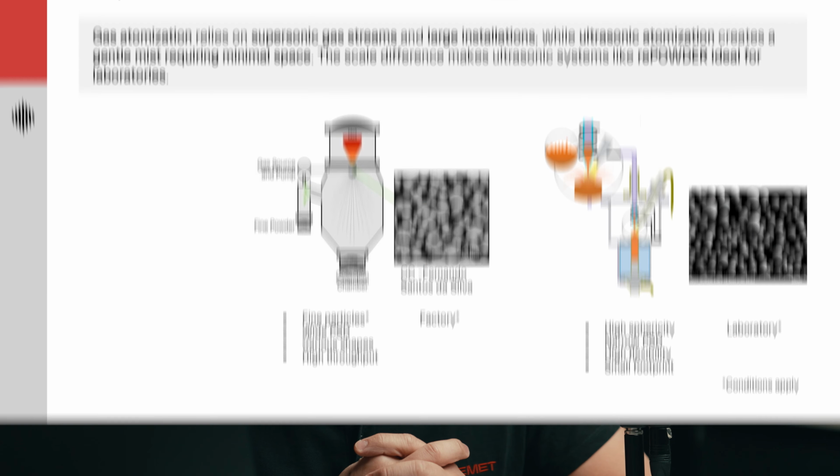Welcome to the next episode. Today we'll discuss the differences, pros and cons of gas atomization and ultrasonic atomization that we use in rePOWDER. There are different methods of spraying metallic elements. The most common one is gas atomization. For the sake of today's presentation, we'll also include plasma atomization as a type of gas atomization.